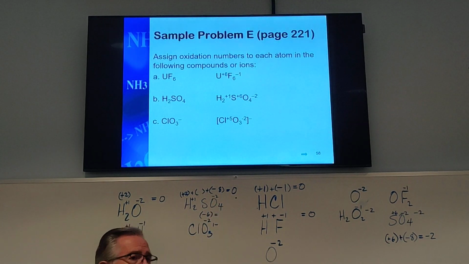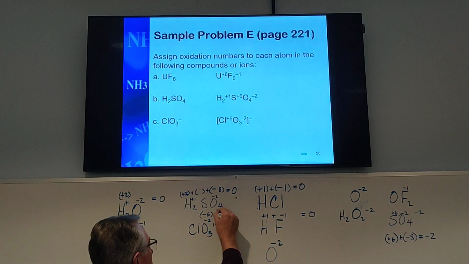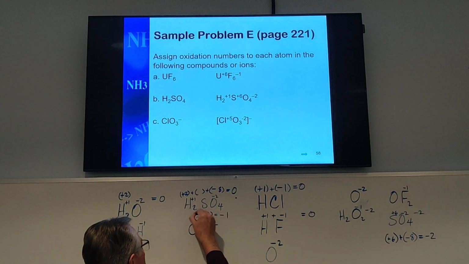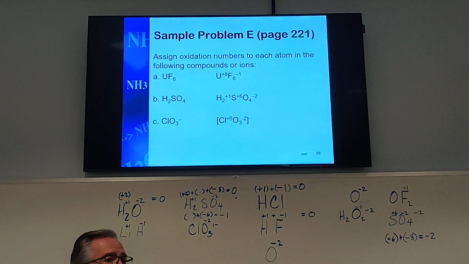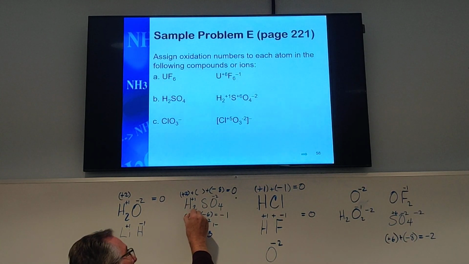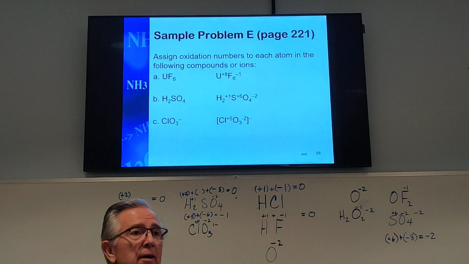And what does it need to add up to? 0. It has to add up to its charge, because this is not, this is an ion, polyatomic ion. This one has to add up to -1. So what does this need to be here so that it'll add up to -1? 5. Does it have to be a 5, positive 5? Positive 5, -6 is -1. So this oxidation number is a positive 5 for chlorine.